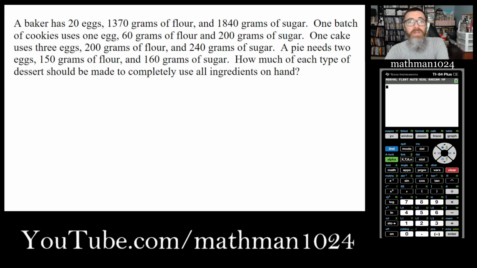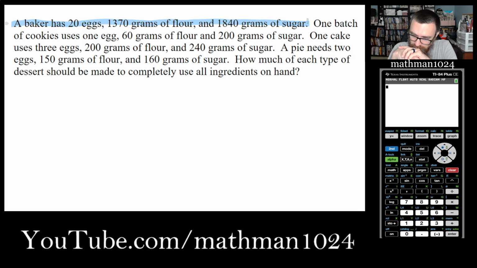Feel like it's never any fun until you get to a word problem, right? So here is the big idea, the big picture here. You've got a baker that has all of these ingredients. That's all they have. And they know how much of each kind of ingredient they need for making a batch of cookies, for making a cake, and for making a pie. And we want to know how many of each kind of dessert can be made so that we completely use all ingredients on hand.